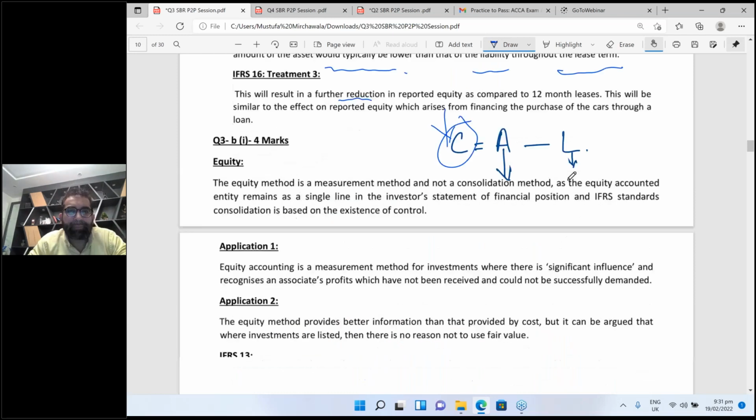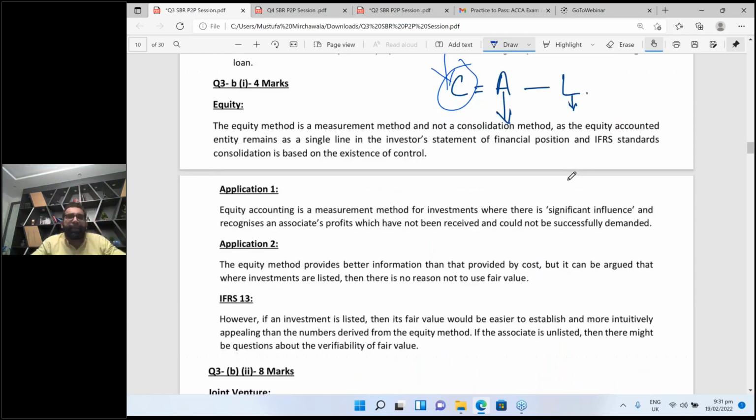Okay, please, this is what the answer is. The equity method is a measurement method and not a consolidation method. It's not consolidation, it's not adding together. An equity accounted entity remains as a single line in the investor's statement of financial position. Under IFRS standards, consolidation is based on the existence of control. Yes, you do adding together when you have control, but when you have significant influence, you just do equity accounting.